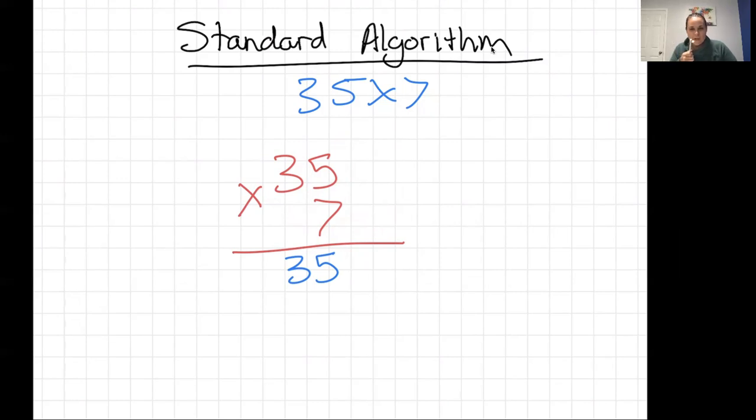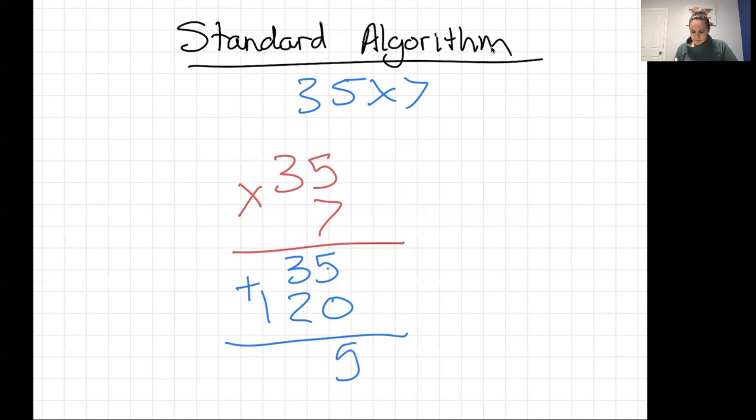Here's where you need to be careful. You have to line up your place value. I can't write it like this, since when is 35 in the hundreds place? So you have to make sure that you line it up in the right spot. So I need to put it there, line up my place value, and the last thing I have to do is add them up.